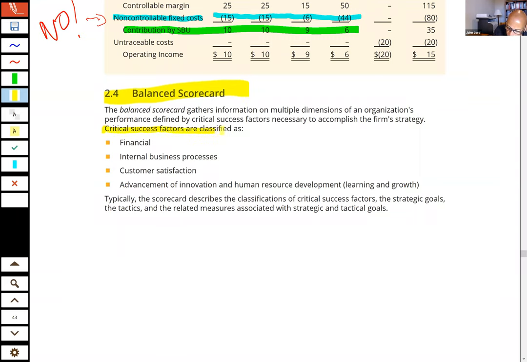Now, when we look at the balanced scorecard, we have different pieces of the balanced scorecard, and we have different critical success factors we'll be looking at: financial, internal business processes, customer satisfaction, advancement and innovation, and human resources development, learning, and growth. Flashcard these as success factors.